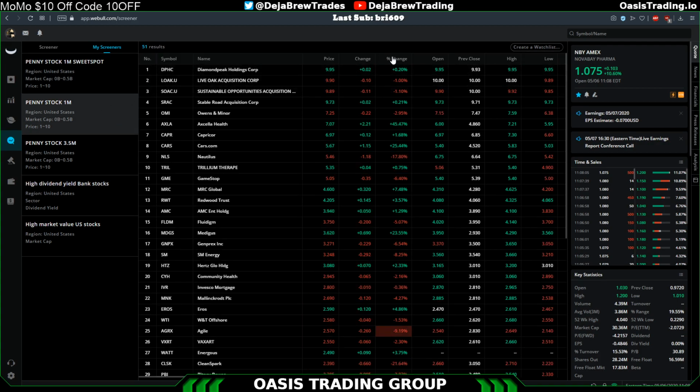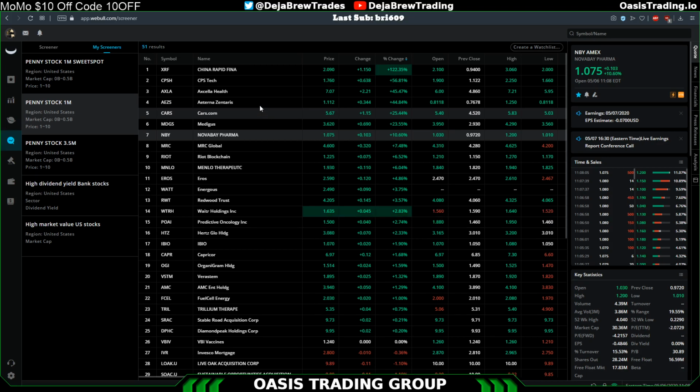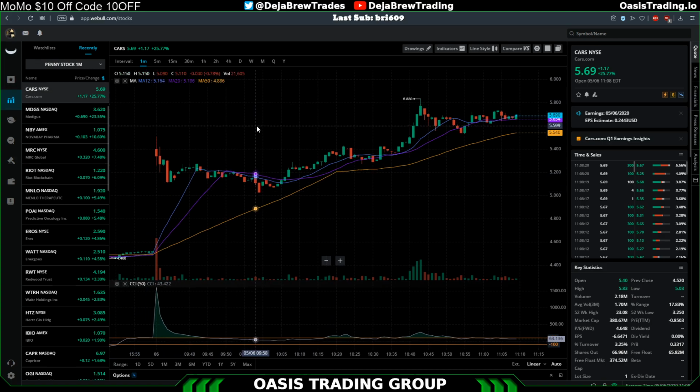Let's go back to our regular 1 mil scan, get out of the sweet spot. Let's see which stocks are really breaking out here. So cars is up 25%. So this one had a good setup. So look at what happened today. You had that initial gap up on cars. And then you had that pullback.